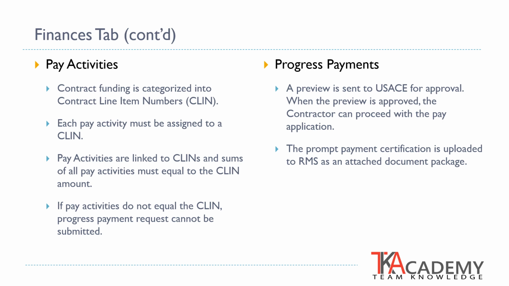Every activity on a project must be identified as a pay activity with a corresponding dollar amount and assigned to one of the multiple CLIN numbers. The pay activities on the project are linked to the CLINs, and the sum of all the pay activities must equal the CLIN amount. The sum of all the CLIN amounts must equal the total contract sum for the project. Pay activities can also be linked to subcontractors and features of work.